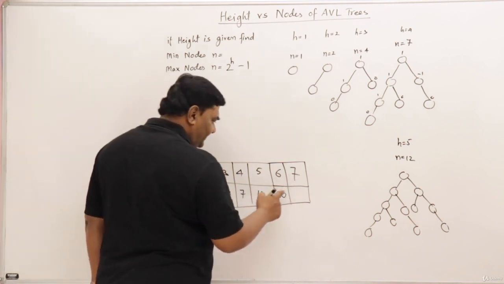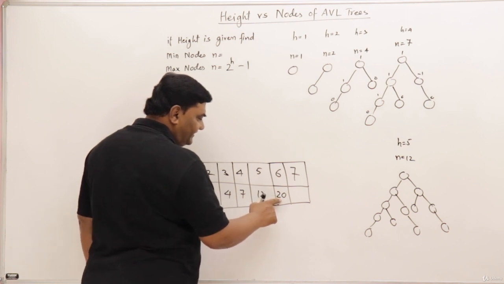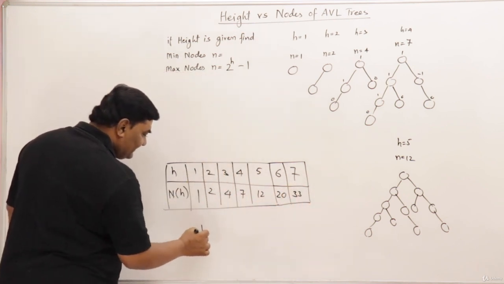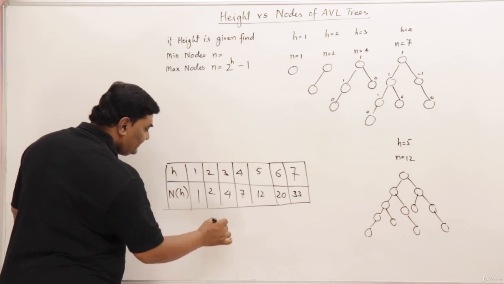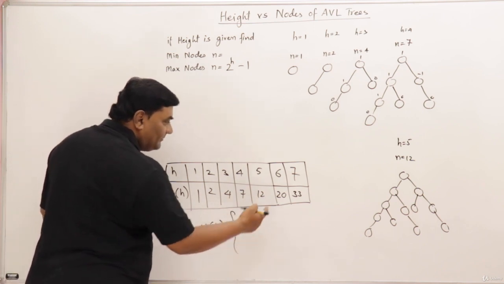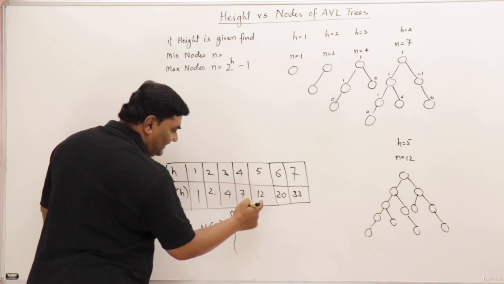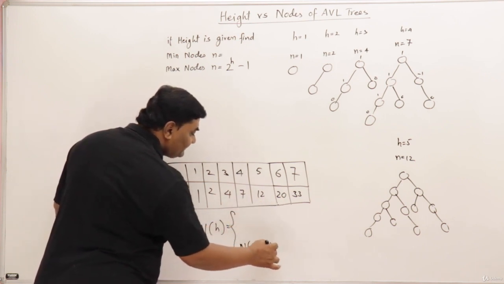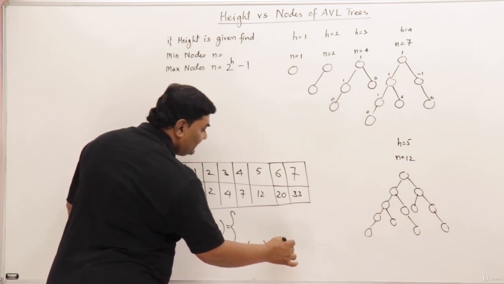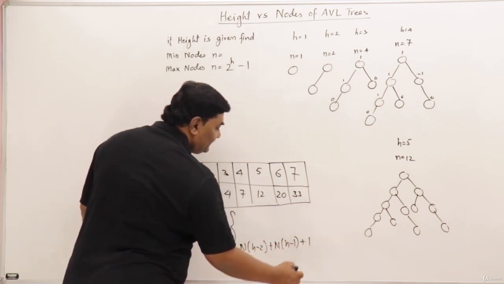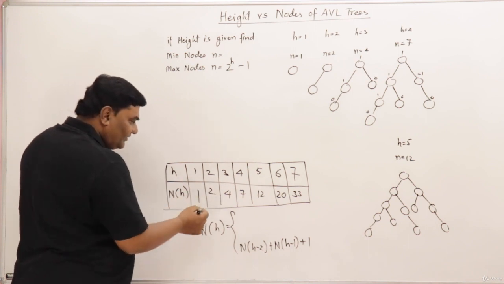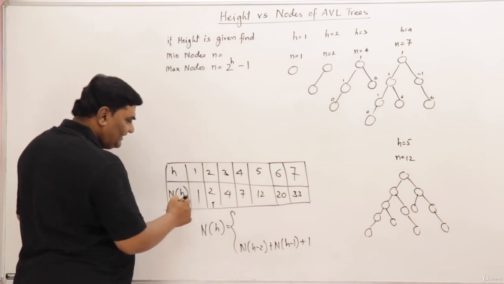Then how to get this one? 12 plus 20, 32 plus 1, 33. Yes. So the formula is: number of nodes for a given height is the previous two values added plus 1. So n of h is n of h minus 2 plus n of h minus 1 plus 1. Yes, this is the formula. Then for the very first value, I should have two values with me.